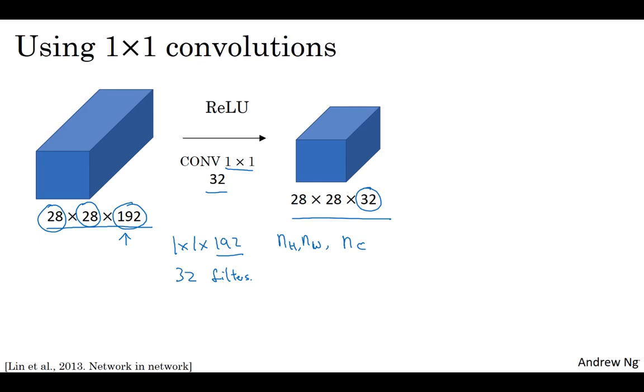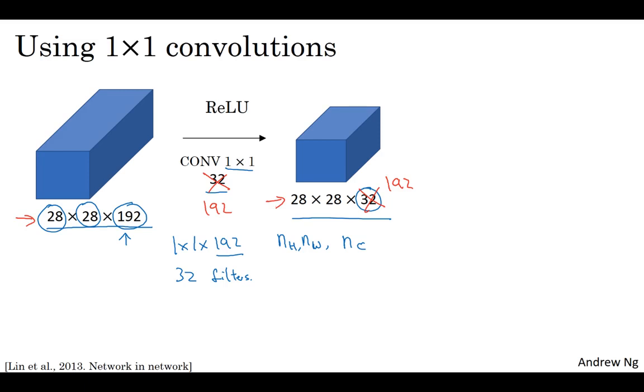And we'll see later how this idea of one-by-one convolutions allows you to shrink the number of channels and therefore save on computation in some networks. But of course, if you want to keep the number of channels at 192, that's fine too. And the effect of a one-by-one convolution is it just adds nonlinearity. It allows you to learn a more complex function of your network by adding another layer that inputs 28 by 28 by 192 and outputs 28 by 28 by 192.